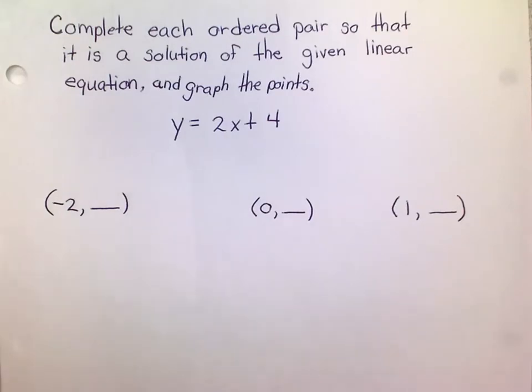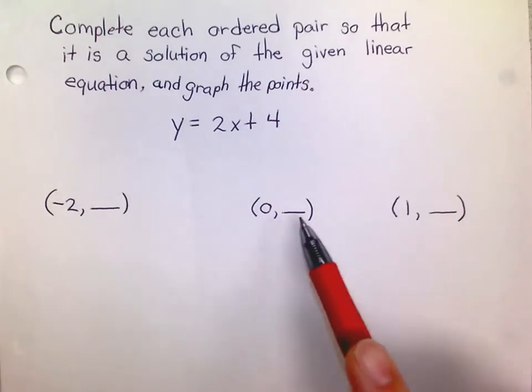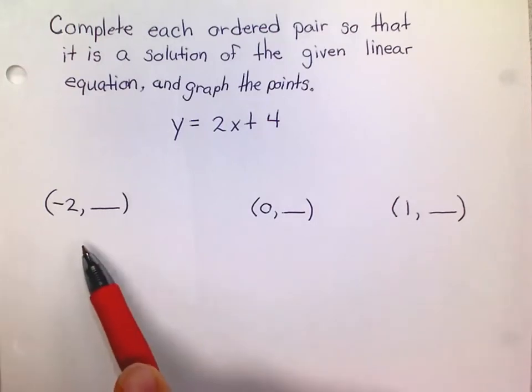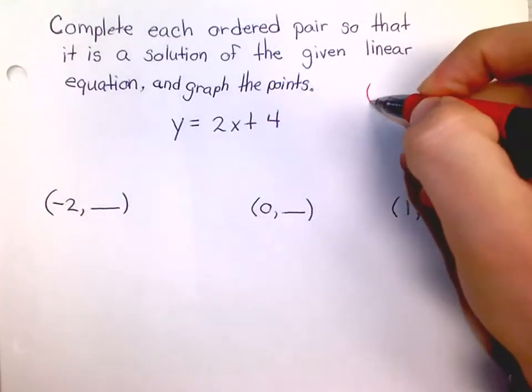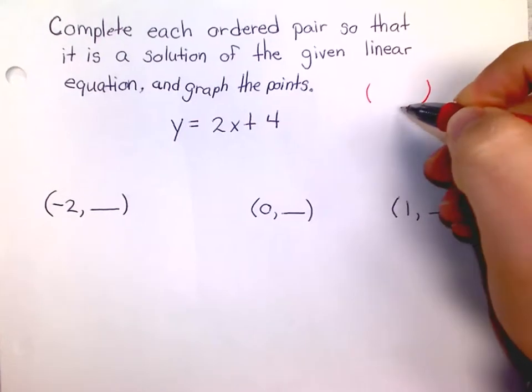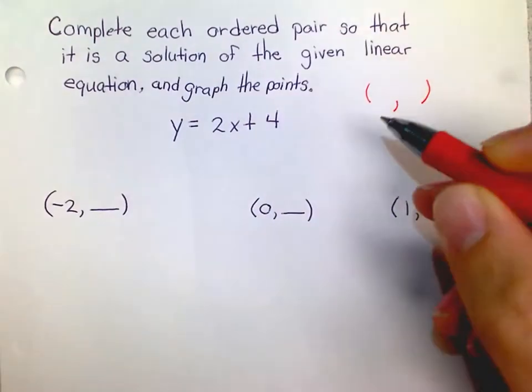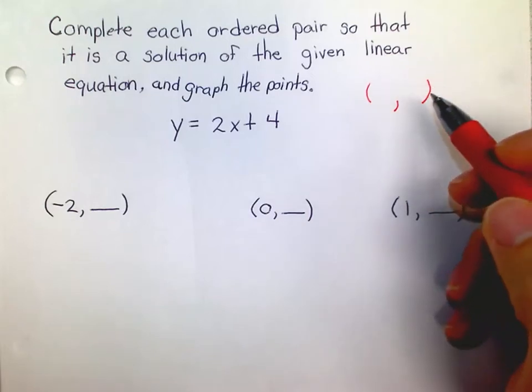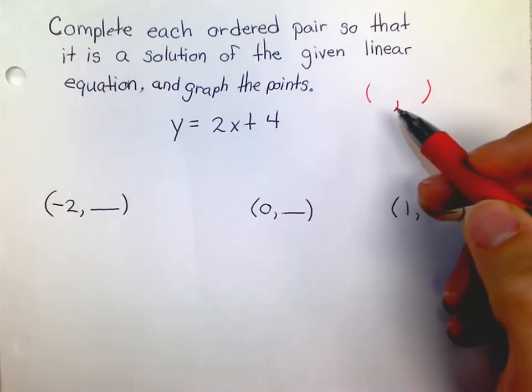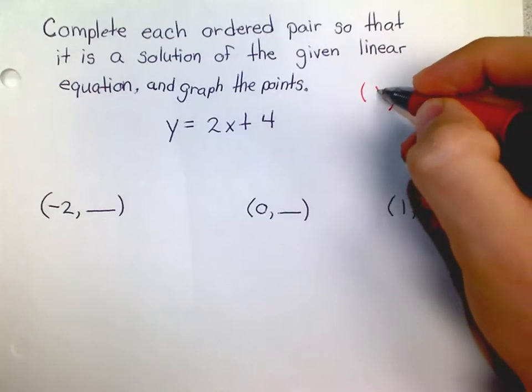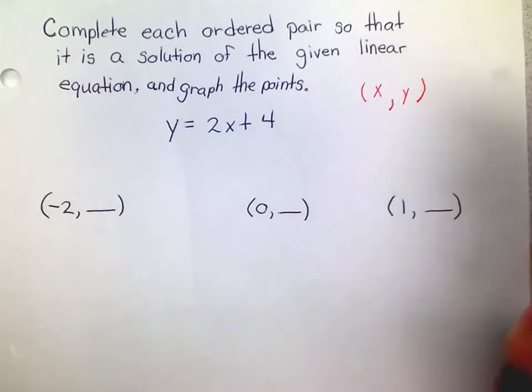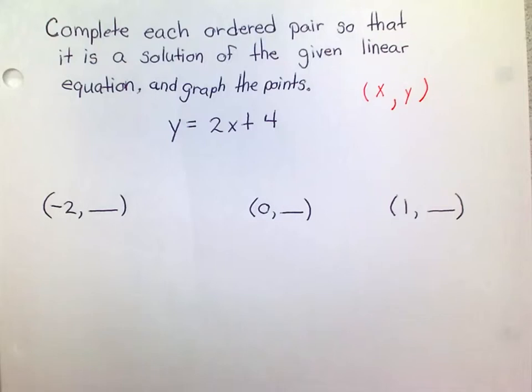the points. So for this, it says complete each ordered pair so that it is a solution of the given linear equation and graph the points. So, as you can see from these first two problems, that is the x-coordinate, because as we discussed in the previous video, for these type of problems, we see a parentheses with an x and a y separated by the comma. So that's what we have to work with.